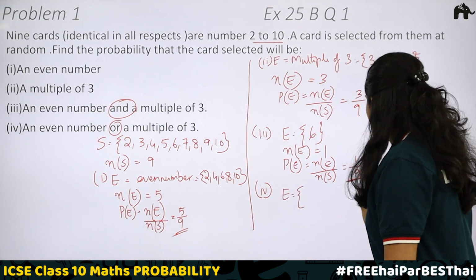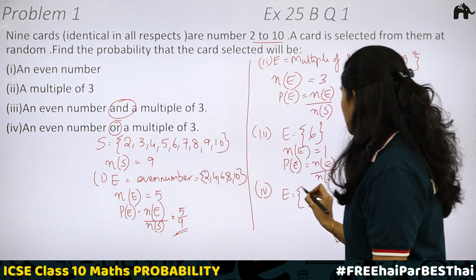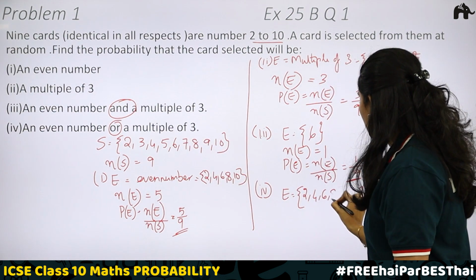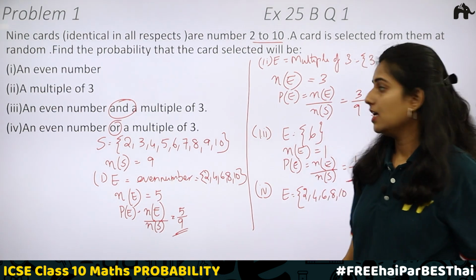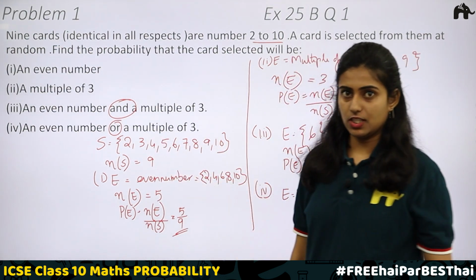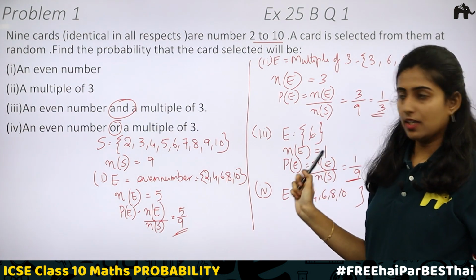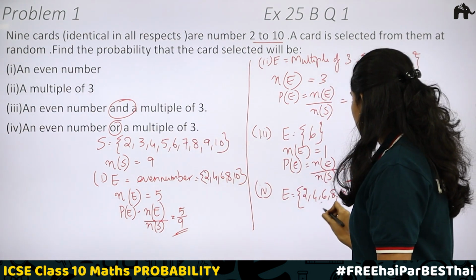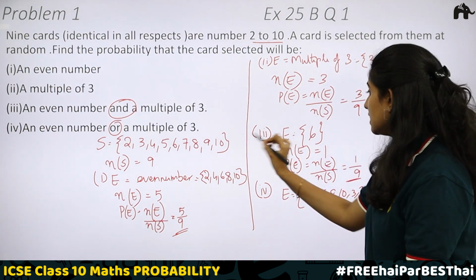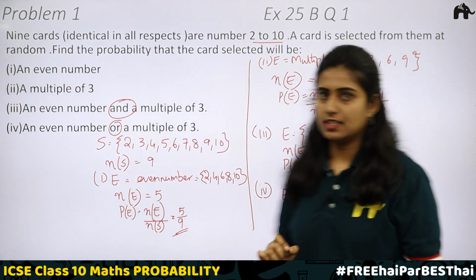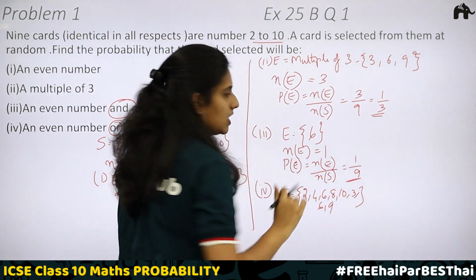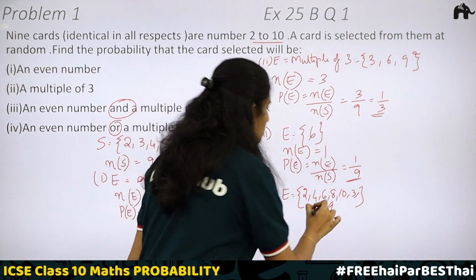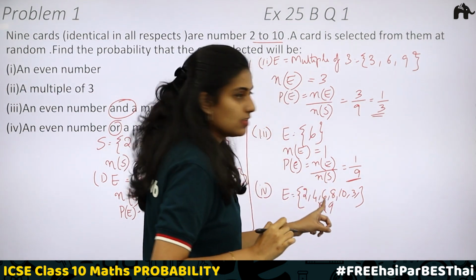So, here the event includes 2 is an even number, then 4 is an even number, 6, 8, 10. These are the even numbers. Now, next the multiples of 3. Multiples of 3 also can be included here. 3, then 6, and 9. Now remember one thing, here 6 is repeating 2 times, which means 6 is an even number and is also a multiple of 3. So don't put 6 2 times, just put 6 one time.